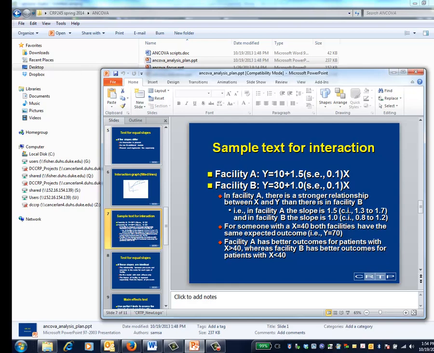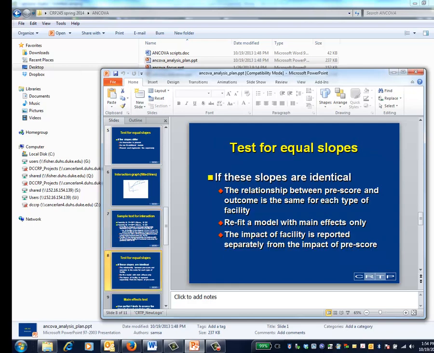Plugging 40 into both equations, we see that identical results are expected for patients with pre-rehab functional status of 40. Facility A has better outcomes in general for higher functioning patients, defined as functional status above 40, whereas Facility B is associated with better outcomes for lower functioning patients.